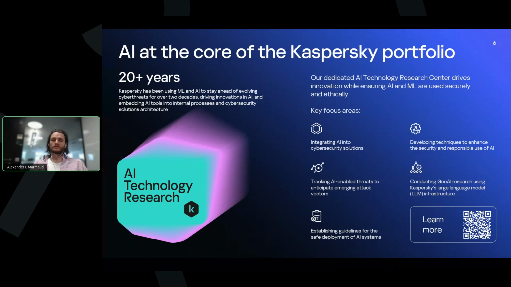Now, if we're talking about specifically our technology research center and its focus areas, of course, as I mentioned, integrating AI into our products, then tracking AI-enabled threats to anticipate emerging attack vectors, of course, very important to actually understand how AI is used on the bad side. So how do malicious actors implement those technologies in their approaches? And of course, very important area is establishing guidelines. What is the safe usage, the safe deployment of AI systems, and how companies and the industry in general should approach this?